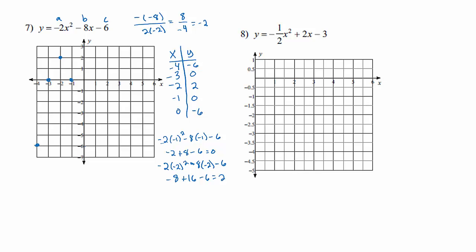Draw my parabola, and then write out the 2 parts to my answer. The vertex is -2, 2. The solutions are x equals where it goes through the x-axis, which is -3 and -1.